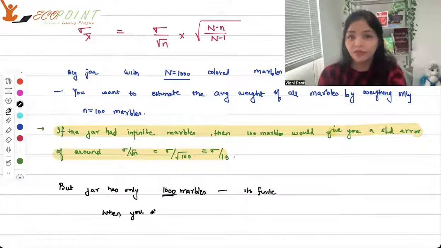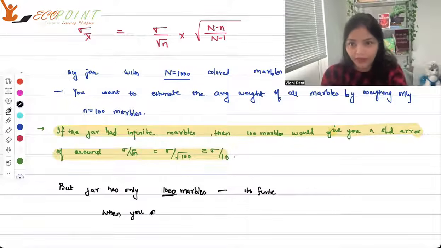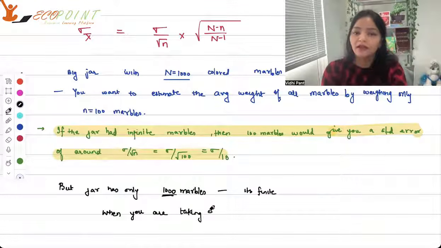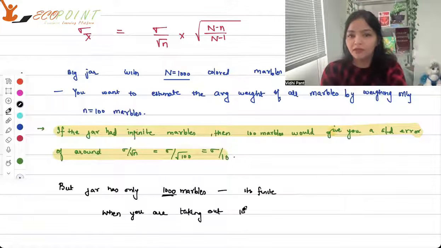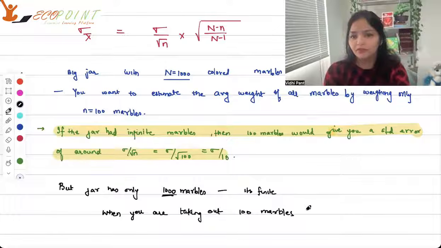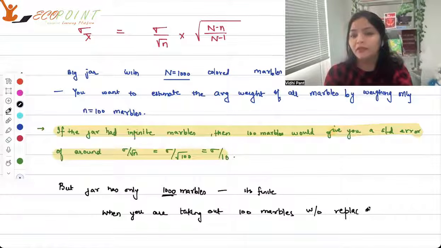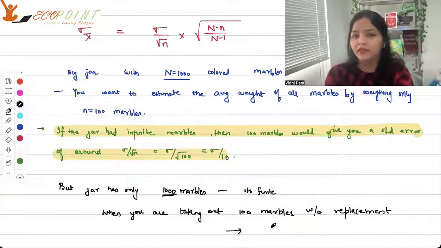So the jar has only 1,000 marbles, a finite number of marbles, and when you are taking out 100 marbles without replacing, that means that you are actually taking out 10% of all.